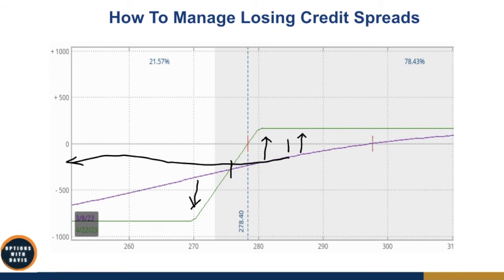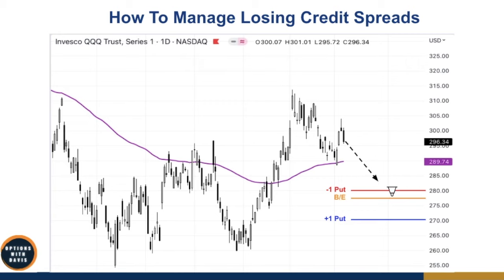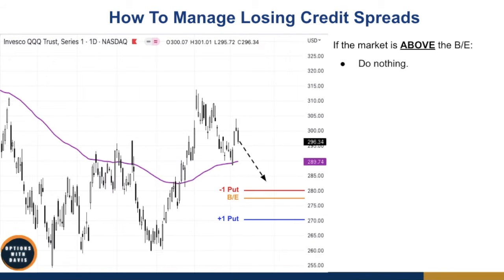So at this point of time, if you were to take a look at the charts, if you see that the market, as long as it's above your break-even point, anywhere above here, then there is absolutely nothing to do, right? So if the market is above the break-even point, do nothing. Now, what if the market starts to go below the break-even point? This is where you might need to do something.